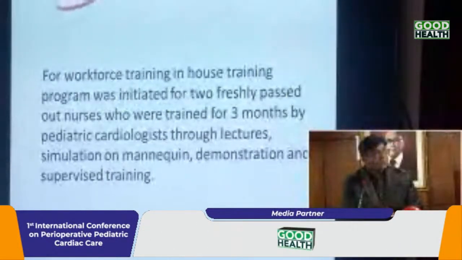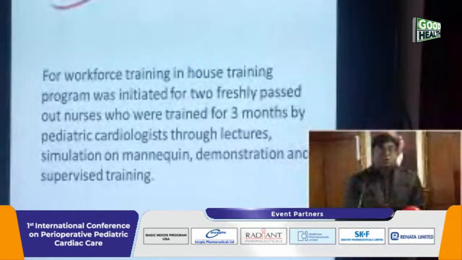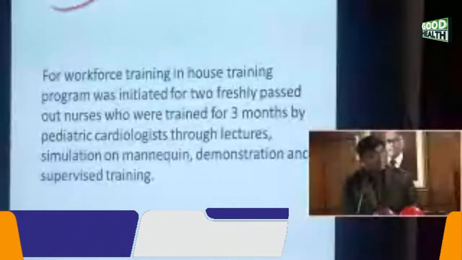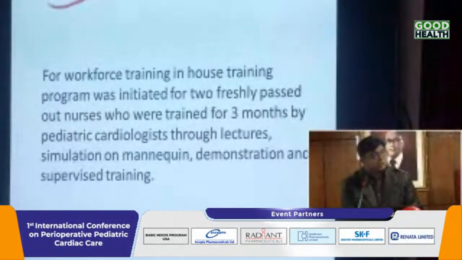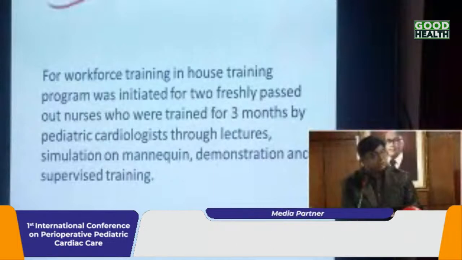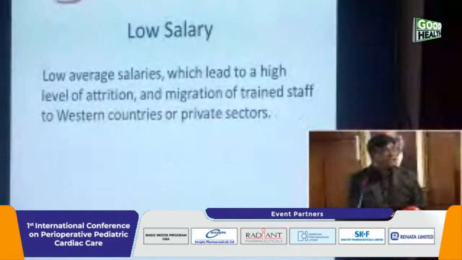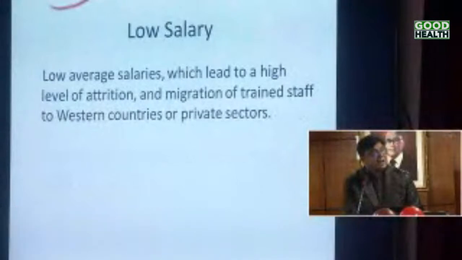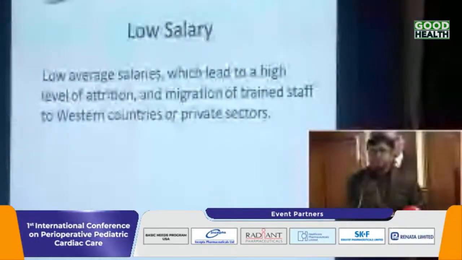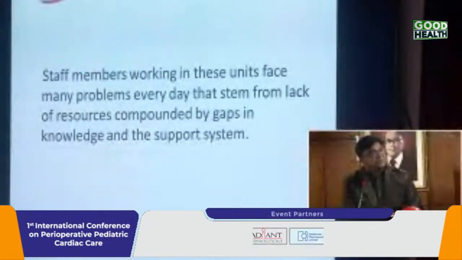For workforce training, the specialist in our setup has trained 3 months. 2 nurses were trained by pediatric cardiologists through lectures, simulation on mannequin, demonstration, and supervised training. We tried what we can do in our limited setup. So low salaries are another challenge. Low average salaries, which lead to a high level of attrition and migration of trained staff to Western countries or private sectors, have also been a problem. Staff members working in these units face many problems every day that stem back from lack of resources compounded by gaps in knowledge and also the supporting system.